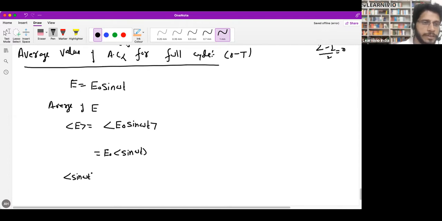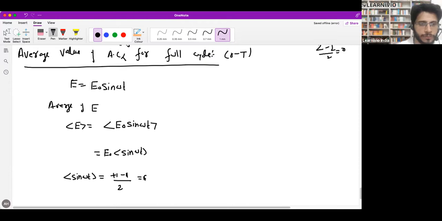The average of sine omega t is the sum of the maximum value and minimum value of sine omega t, divided by two. What is the maximum value of sine theta? 1. Very good. And what's the minimum value? Not 0, it's minus 1. So plus 1 minus 1 divided by 2, how much is it? 0. So the average value of sine omega t is 0.